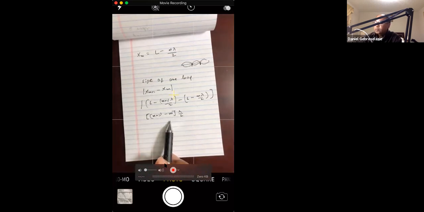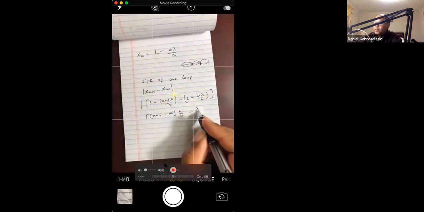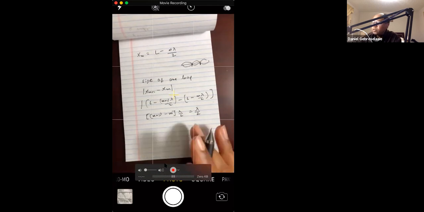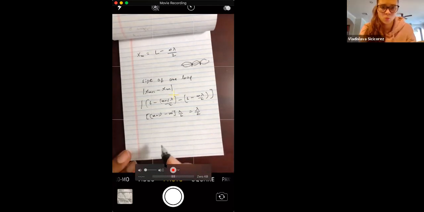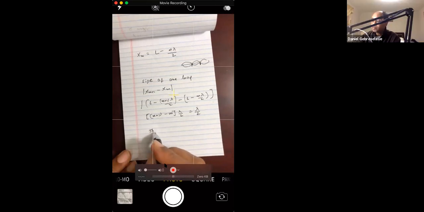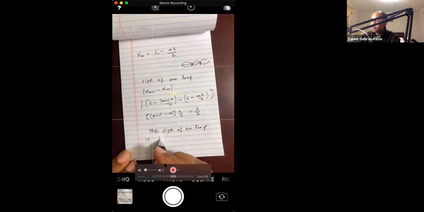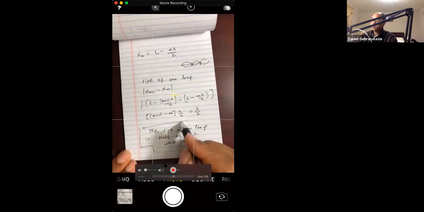What's this equal to? Just 1, you see that? So the size of one loop is half of the wavelength. That's the idea we used in the lab last time. So this is a very important conclusion: the size of one loop is half of the wavelength.